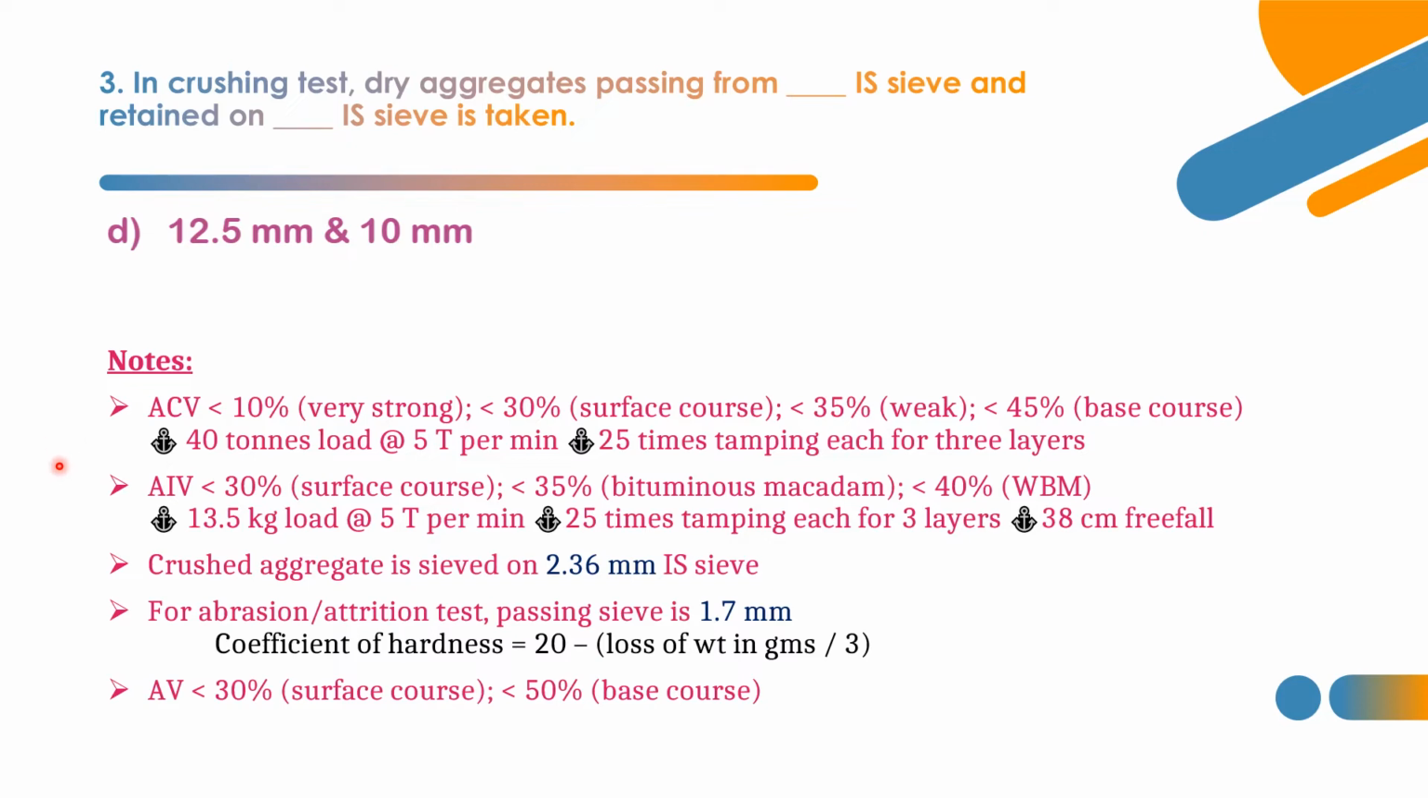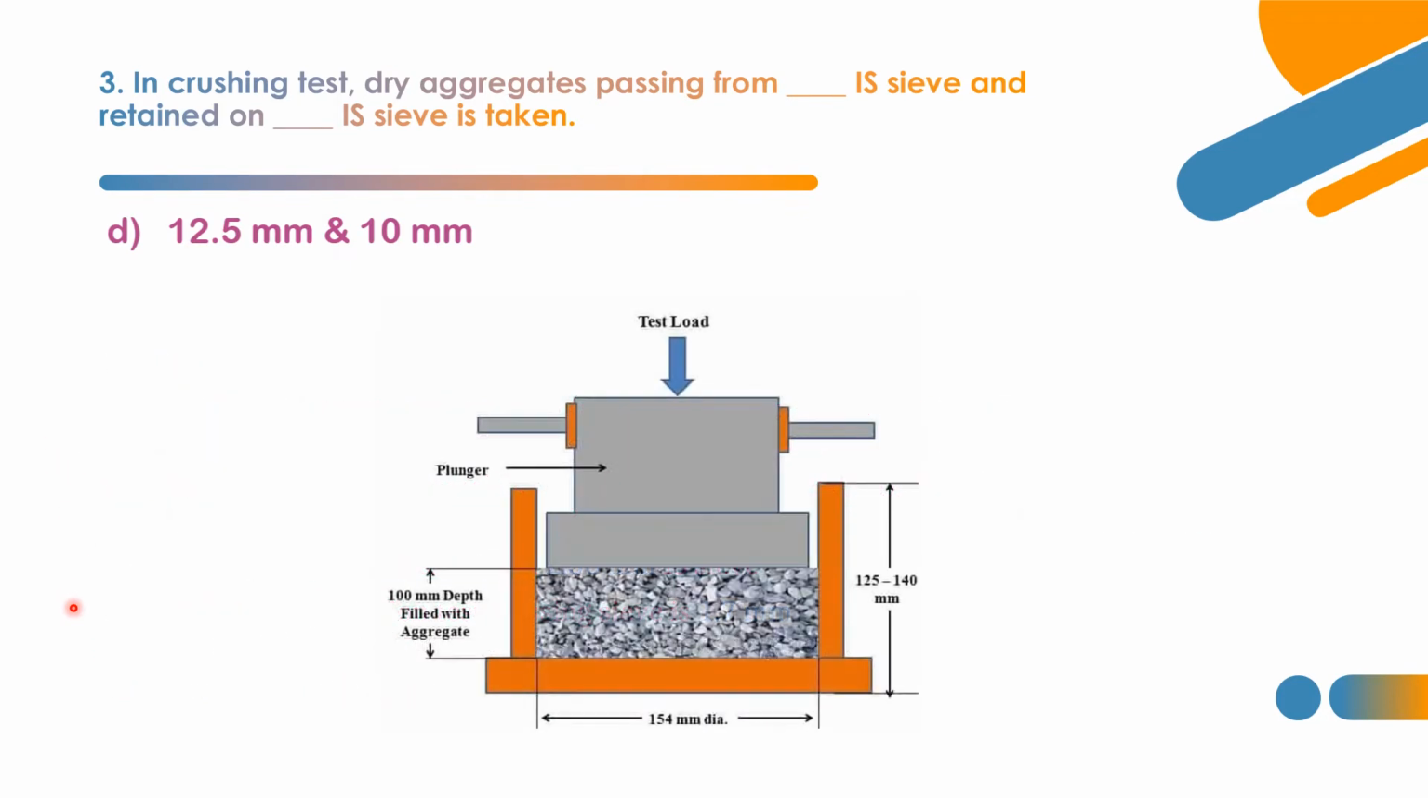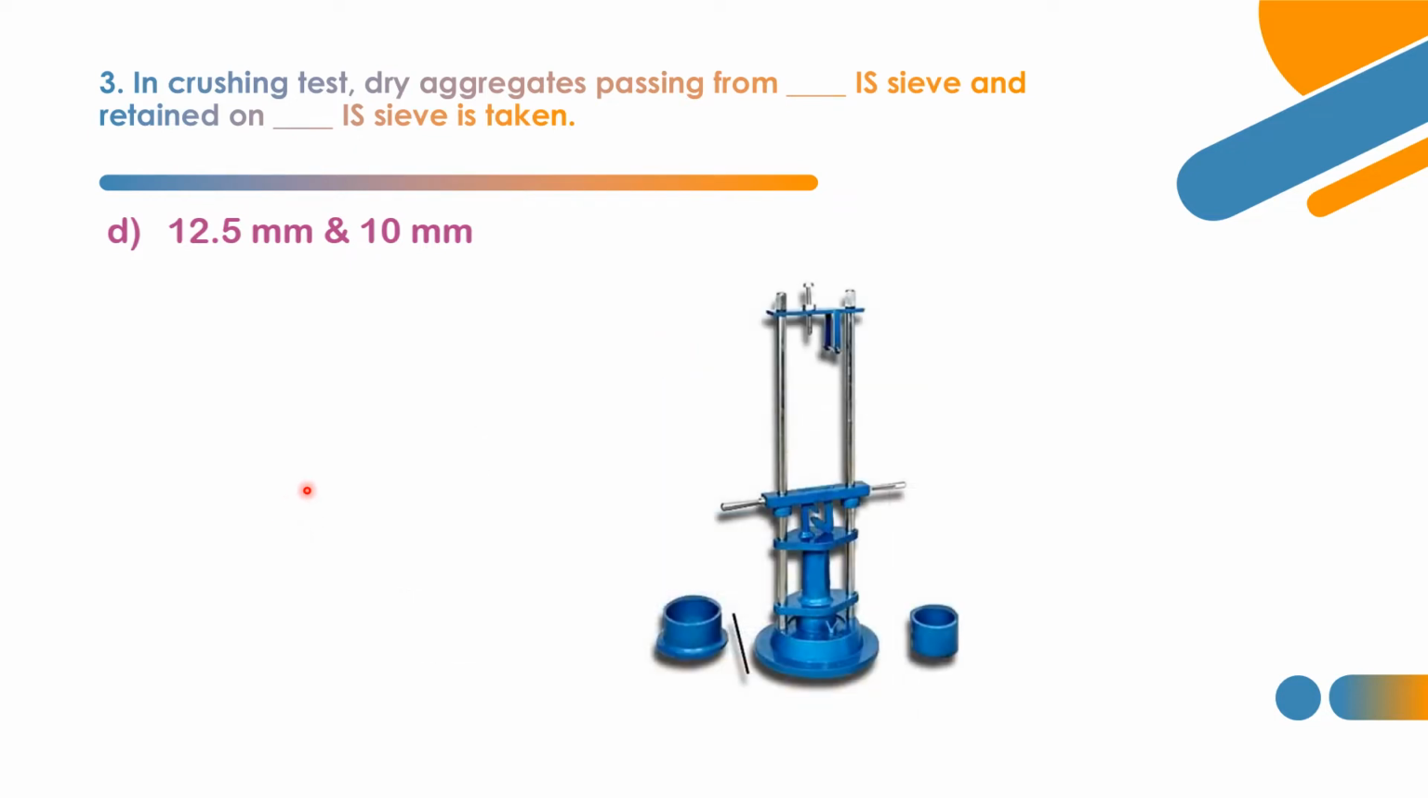Now we shall see the apparatus. This is the apparatus setup for the aggregate crushing test. This is the compacted aggregate after 25 times tamping for each layer, and we are crushing the aggregate by using loading like 40 tons at 5 tons per minute, and the crushed aggregate is taken, sieved through 2.36, weight is taken divided by total weight times 100. That gives the answer for ACV.